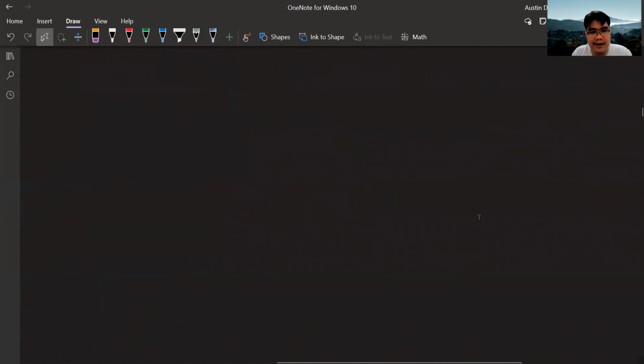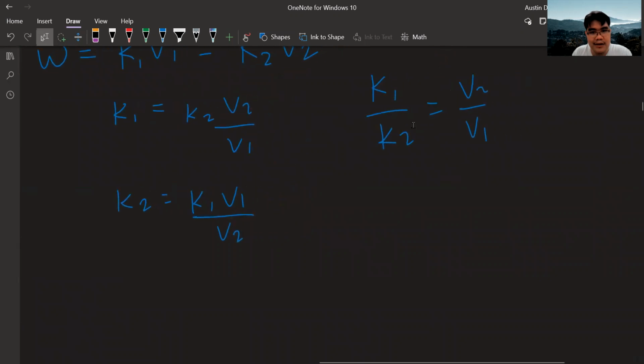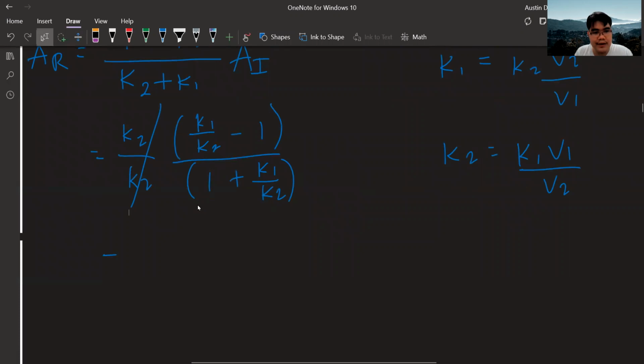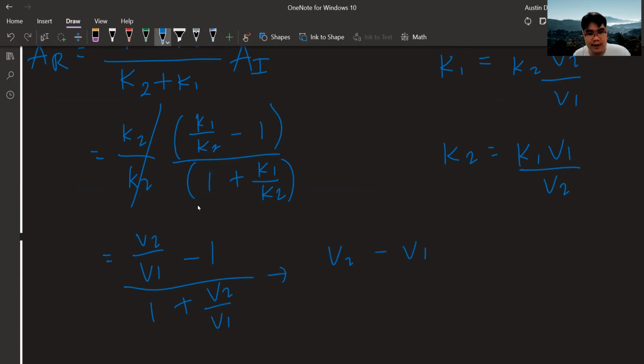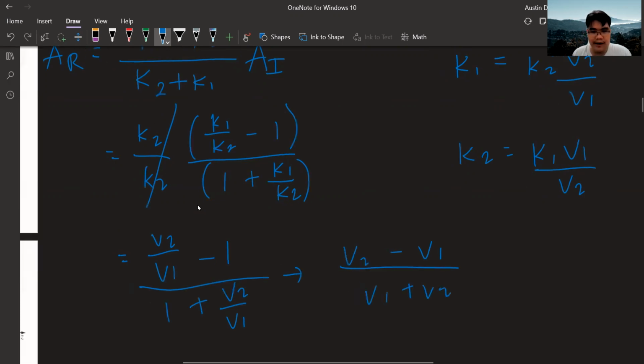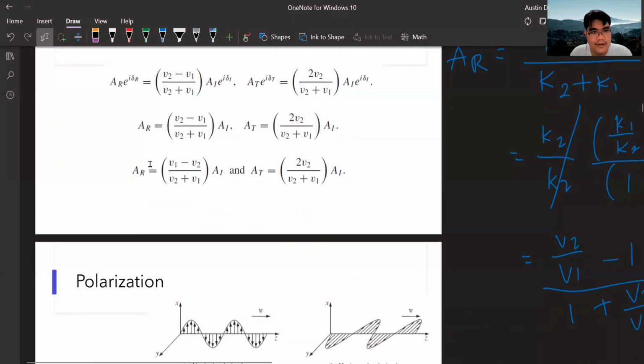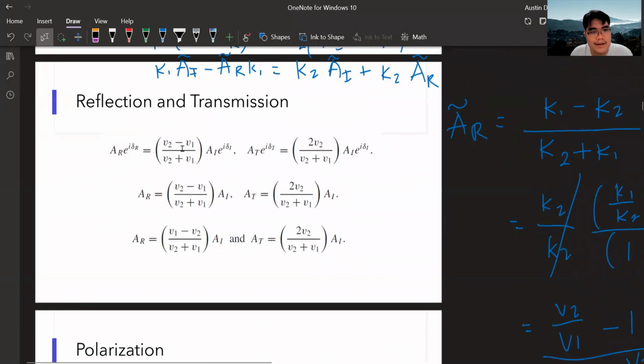Makikita na natin na madali yung ginawa natin dito. Kasi K1 over K2 is just V2 over V1. So this is V2 over V1 minus 1 over 1 plus V2 over V1, which becomes V2 minus V1 over V1 plus V2. Okay, so you have that. Okay, kita mo yun, no? Yun yung lumabas dito.